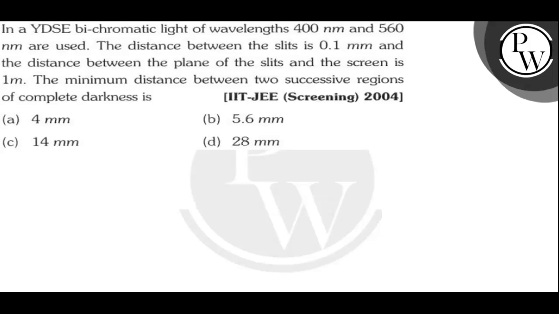In a YDSE, Young's double slit experiment, bichromatic light of wavelength 400 nanometer and 560 nanometer is used. The distance between the slits is 0.1 millimeter and the distance between the plane of the slits and the screen is 1 meter. The minimum distance between two successive regions of complete darkness is... We have to find out the minimum distance. Options given are 4 millimeter, 5.6 millimeter, 14 millimeter and 28 millimeter.